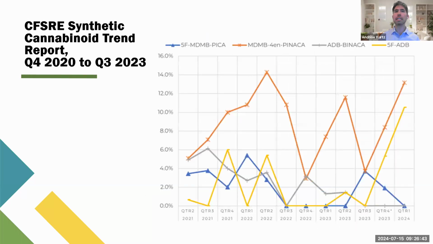This is reflected in the trend data from fourth quarter of 2020 to the third quarter of 2023. Again, to note here how difficult it is to track these trends, how difficult it is to keep up to date on these chemically complex substances that mirror typical cannabinoids. Again, we'll think about some of the resources related to this.